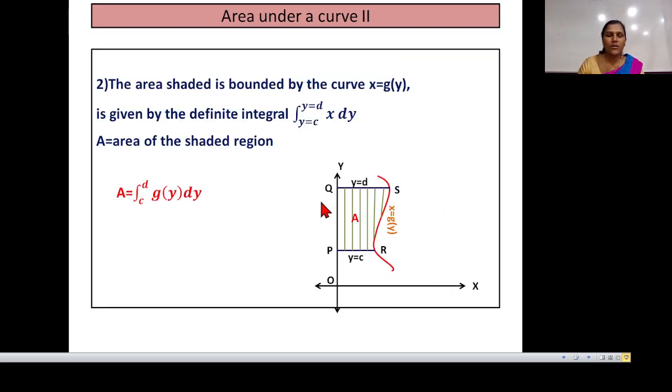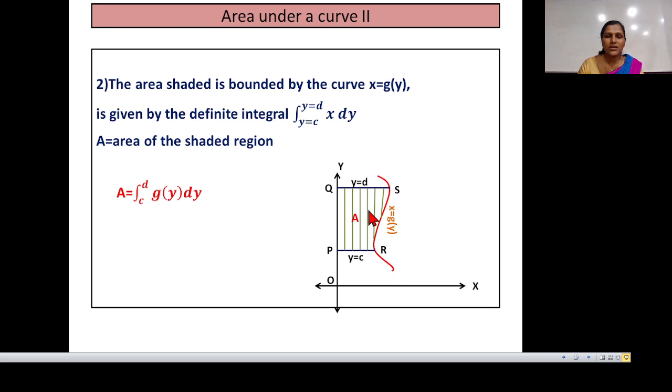Now we will study our second curve, that is, area under the second curve. Let us see first how this curve is along the y-axis. That's why we have drawn the curve like this. So this is our curve, x is equal to g of y, and as this curve is along the y-axis, to find the area along this curve, we will integrate it between the limits y is equal to c to y is equal to d.